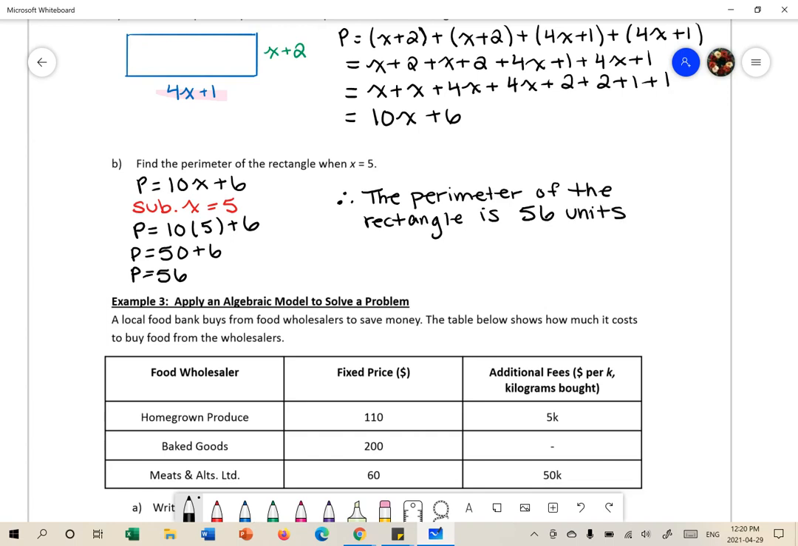This question doesn't actually give us the units, so I'm just going to write units because I know that my perimeter needs to have some sort of unit. So when it's not given to me, I'm just going to write units.